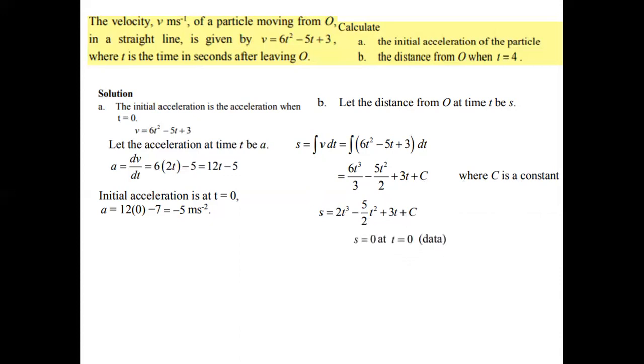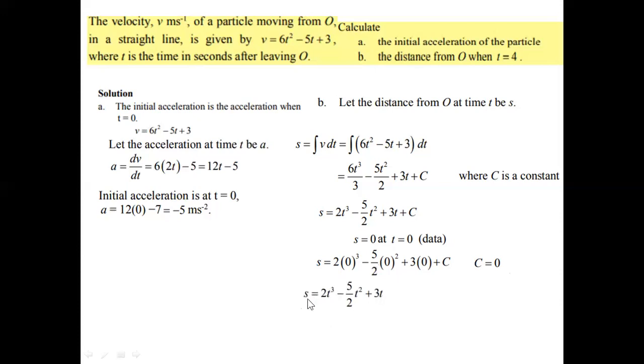Now, for this problem, we're going to set s, or the distance, at 0 and t initially at 0. This is to determine the value of the constant c. Now, if s now is equal to 0, so 0 is equal to 2 multiplied by our time at 0 cubed minus 5 halves times our time at 0 squared plus 3 times time at 0 and then plus c. This gives us a value for the constant equal to 0 as well. Okay, because everything is multiplied by 0.